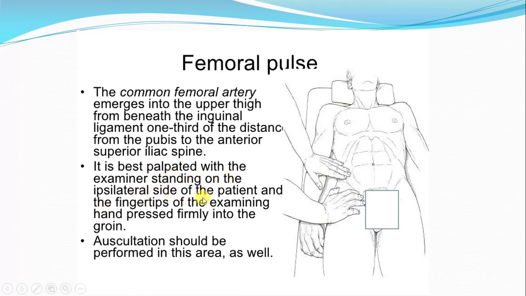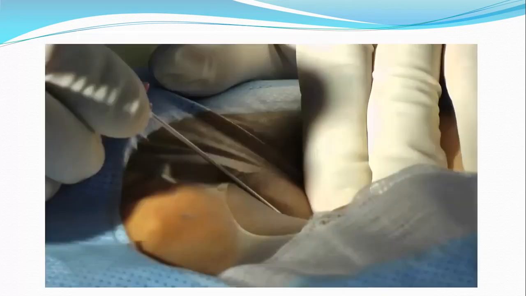Standing on the ipsilateral side, the examiner presses the fingertips of the examining hand firmly into the patient's groin. Auscultation can also be done. You can practice this on your own body also. If you are sitting there, try to feel your own femoral artery with your own hand. I think you will be able to palpate it. You will feel the femoral pulsation in the femoral triangle of your own body. You can do it, and you can see it on the diagram also in the atlas.